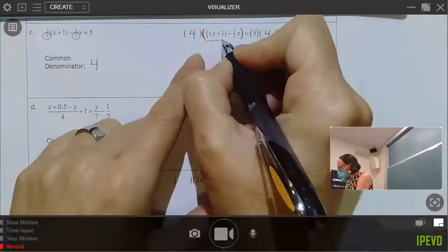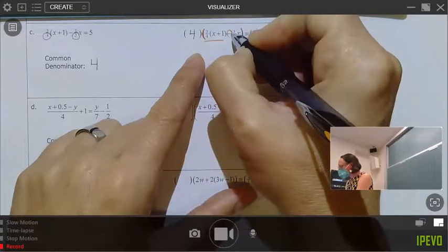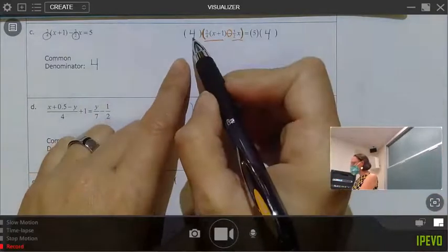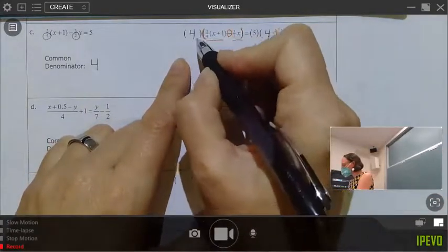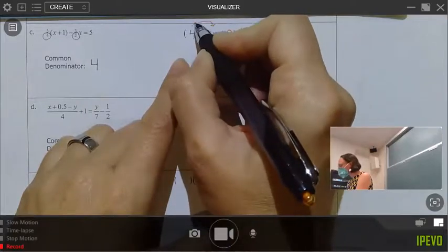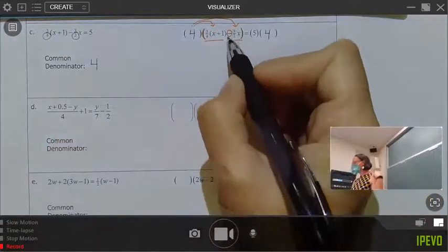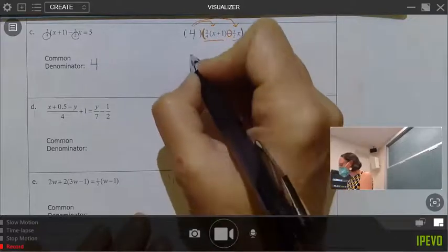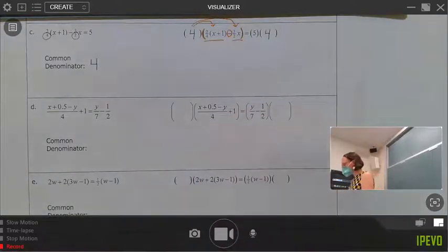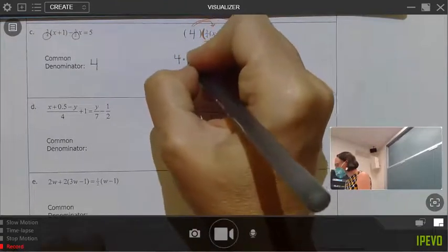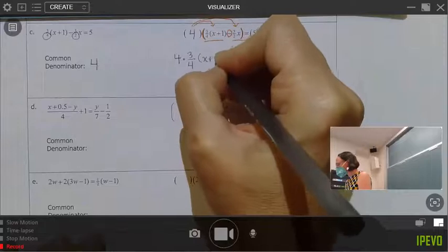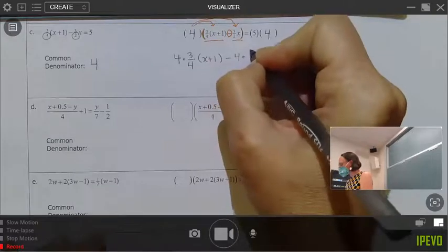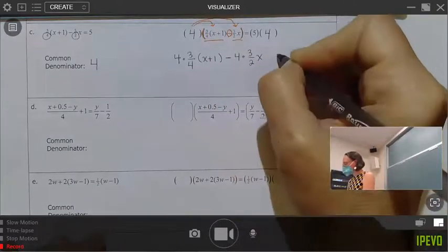And there are 2 pieces that are separated by subtraction. So when I go to distribute the 4, I'm going to distribute the 4 into this first piece and the second piece that are separated by the subtraction. When I multiply the 4 to that first piece, what I end up with is 4 times 3/4 times x plus 1. And when I multiply it into the second piece, I end up with 4 times 3/2 times x.